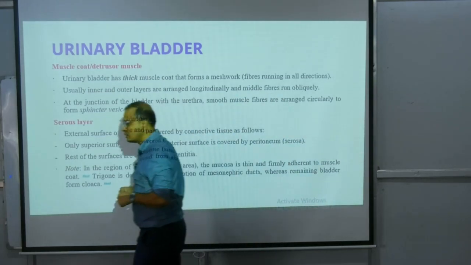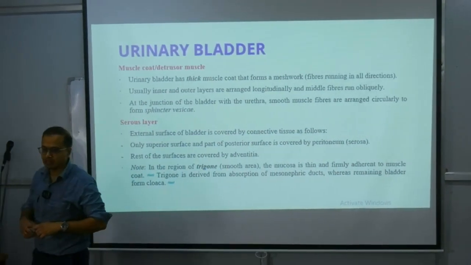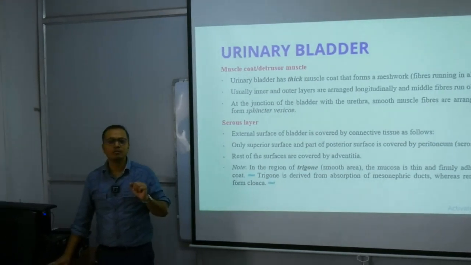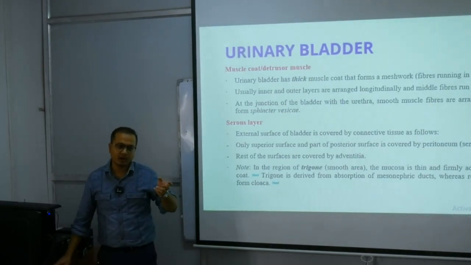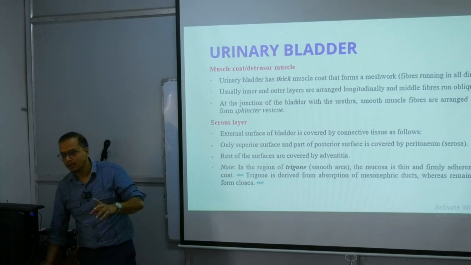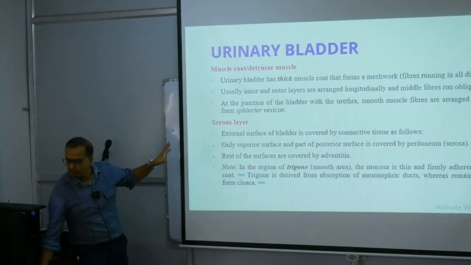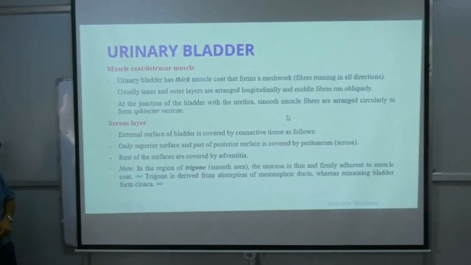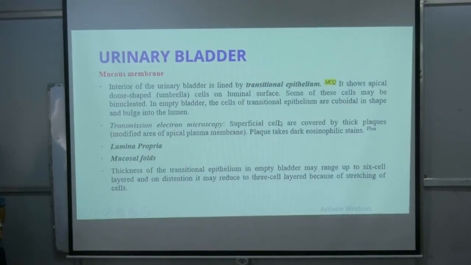So when you learn the gross anatomy, we'll talk about the sphincters. There are two such sphincters in the urinary bladder. One is known as the internal sphincter, the other is known as the external sphincter. They are basically a transformed variety of this muscle itself. So this is important to us.